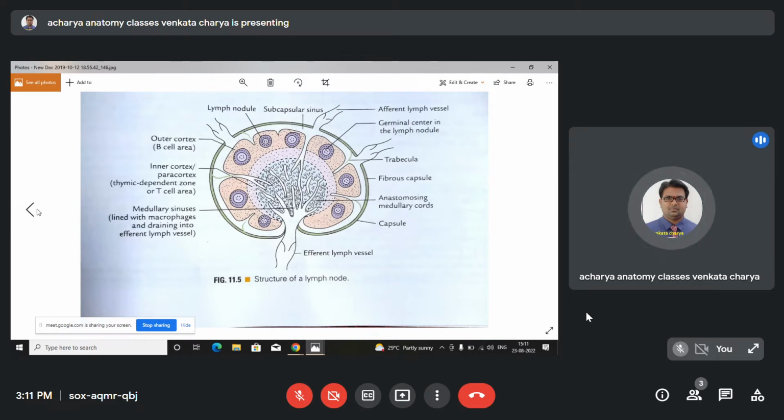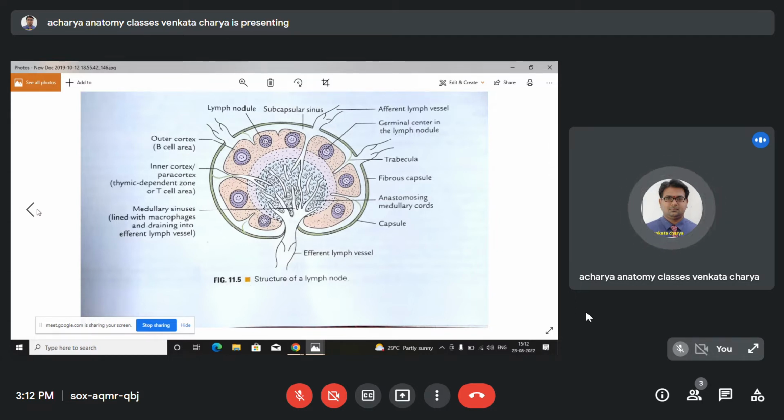See here, lymph nodule diagram. So this one is a germinal center. In the center there is the presence of somewhat larger cells, and at the most peripheral aspect there is the presence of fully matured lymphocytes. Fully matured lymphocytes. So we call this a nodule.